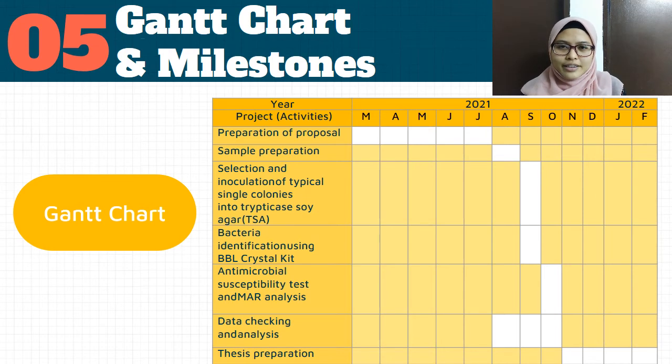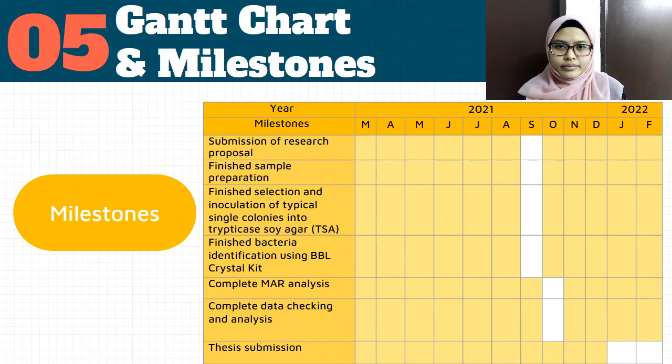Number 5. Gantt chart and milestone. From the Gantt chart, this study should be finished in October 2021 and the thesis preparation will start in November 2021. Then, this is for milestone.